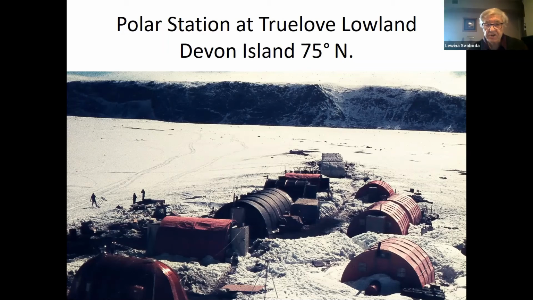Polar station at Truelove Lowland, Devon Island, 75 degrees north in early spring 1970. At this station, Professor Larry Bliss organized the International Biological Program, or IBP, for more than 50 graduate students and scientists. I did my PhD fieldwork there.